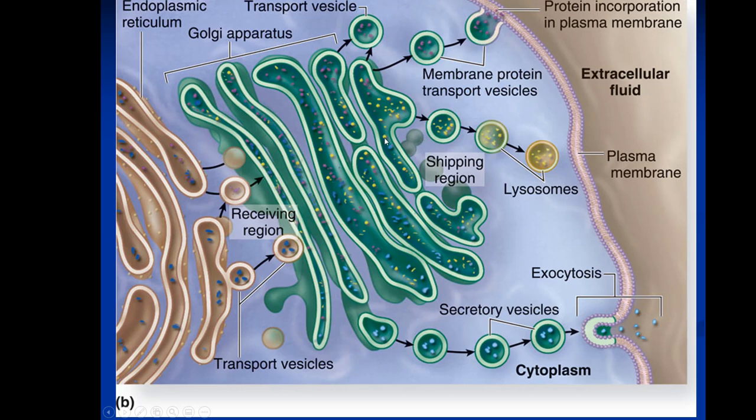The proteins leaving the Golgi apparatus have three options. They can be inserted into the cell membrane, as you're seeing here. They can be exported from the cell via exocytosis, or they can be put into something called lysosomes. Lysosomes are basically another organelle that we'll talk about. So the three options for proteins leaving the Golgi apparatus are to be inserted into the cell membrane, exported from the cell, or put into a vesicle called a lysosome.